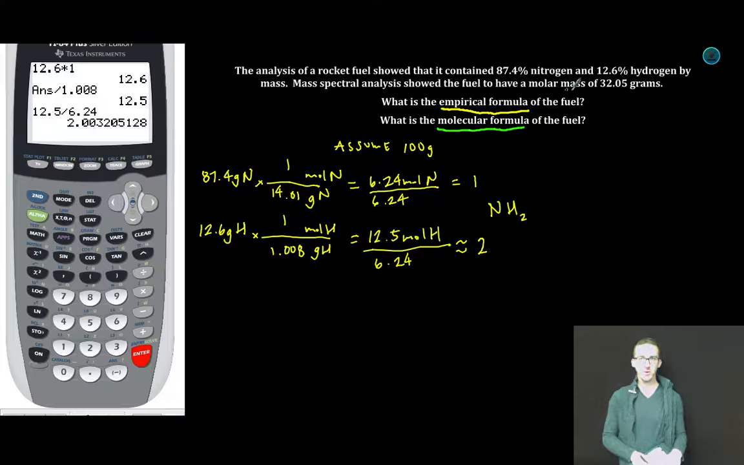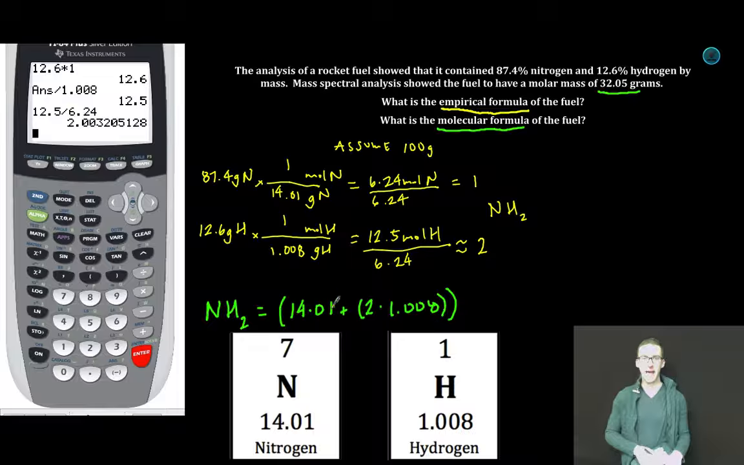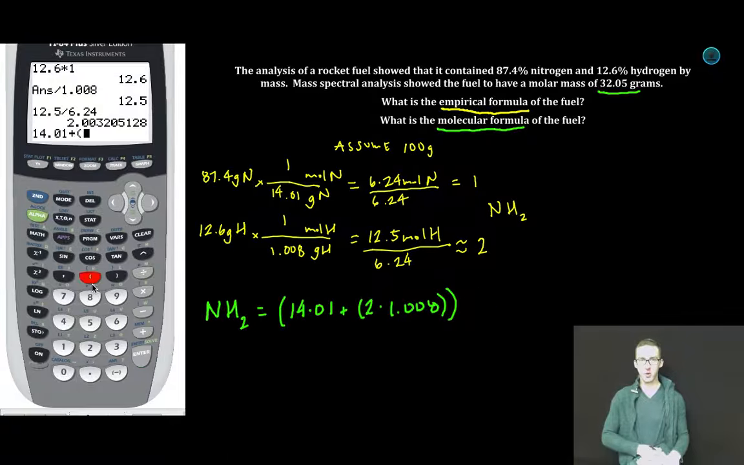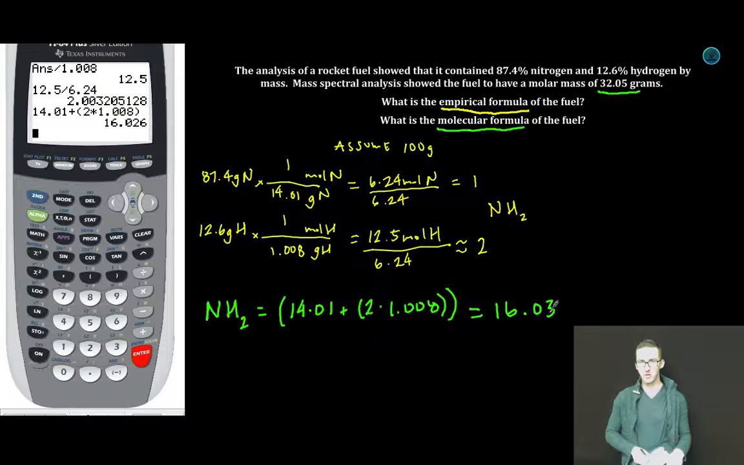Next, let's determine the molecular formula for the fuel. We're told that the fuel has a molar mass of 32.05 grams. Let's start with our empirical formula NH2. Its molar mass can be determined from adding together the mass of 1 nitrogen and 2 hydrogen. 14.01 plus 2 times 1.008. The molar mass of our empirical formula is 16.03 grams per mole.